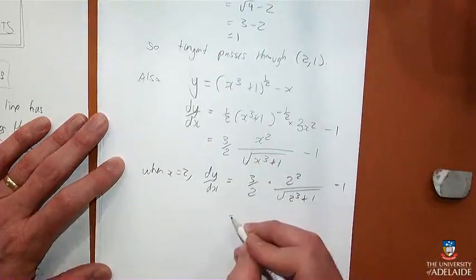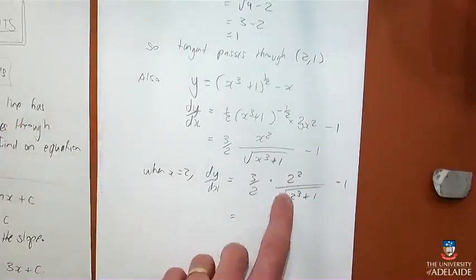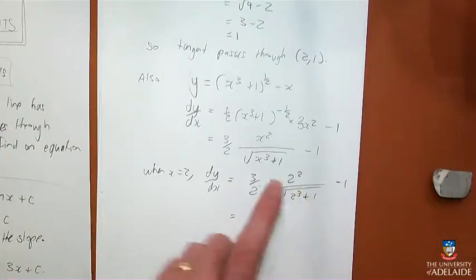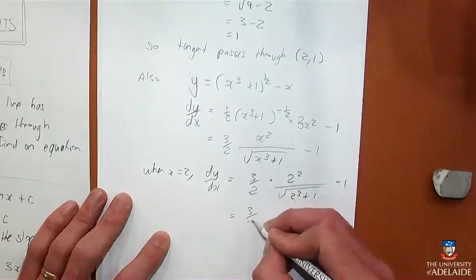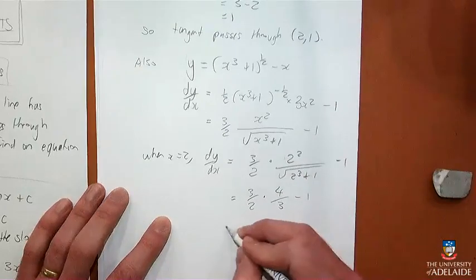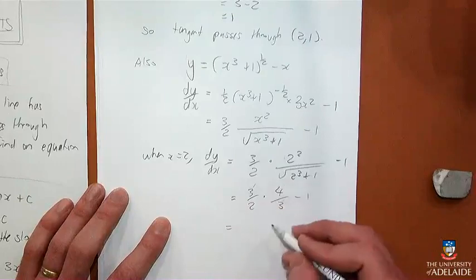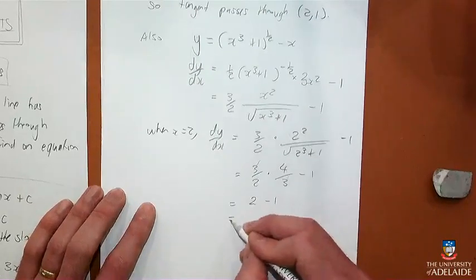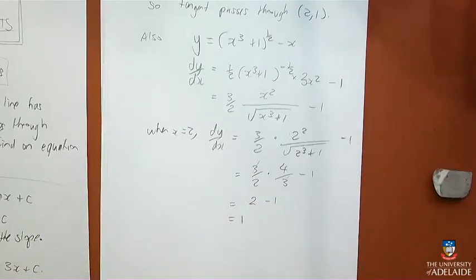Now actually, we already figured out earlier that the square root of 2 cubed plus 1 was the square root of 9, which is 3. So we can just pop that in. So 3 on 2 times 4 on 3, minus 1. 4 divided by 2 is 2. Oh wow, the derivative is 1 as well. Well, that's a coincidence. That would almost never happen. I mean, earlier we found that the y-value at the point where x is 2 was 1, and now the derivative is also 1.